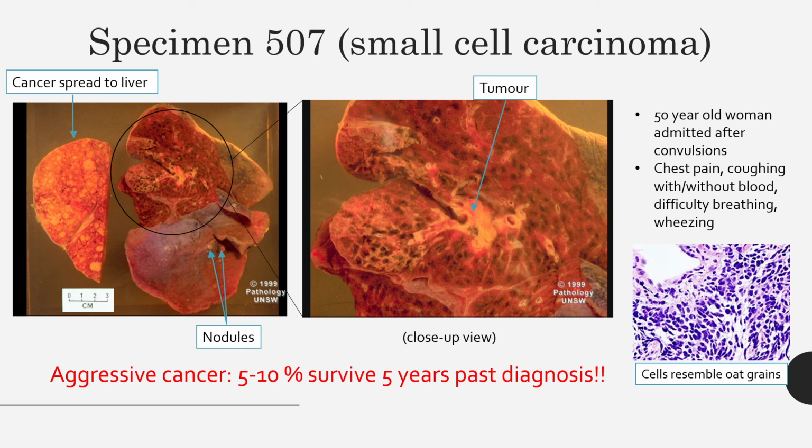It is said that only 5 to 10% of people survive 5 years after diagnosis. The specimen here is taken from a 50-year-old woman admitted after experiencing convulsions. A chest X-ray revealed tumor in the lung, and further examination revealed an enlarged liver with multiple secondary deposits of tumor.